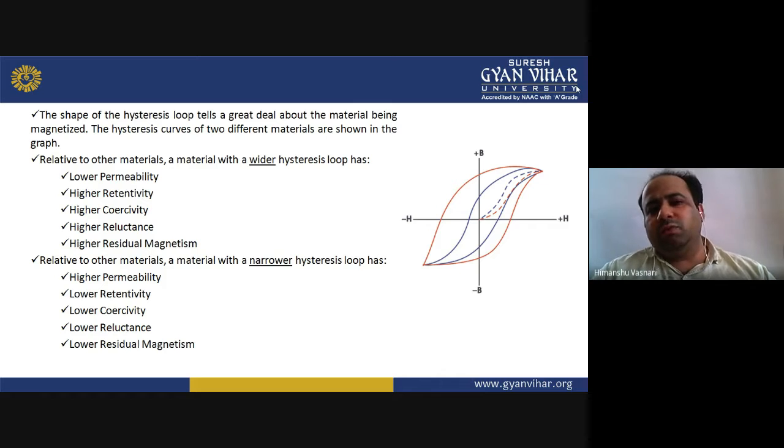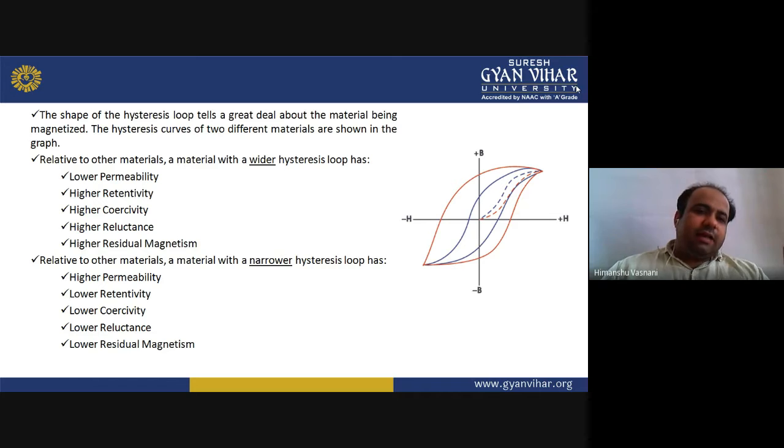Relative to other materials, now we talk about a material with a wider hysteresis loop. If a material has a wider hysteresis loop, that means it has lower permeability, higher retentivity, higher coercivity, higher reluctance, and higher residual magnetism.